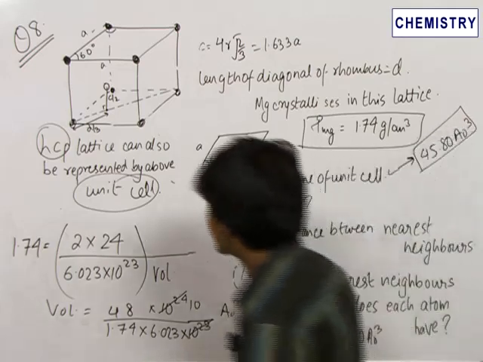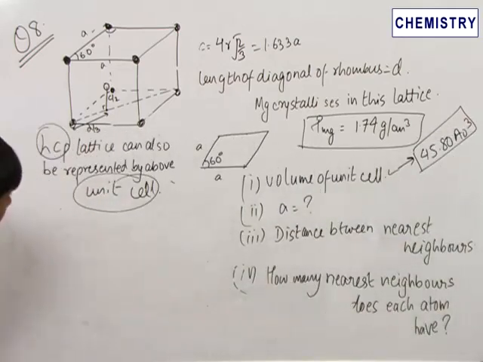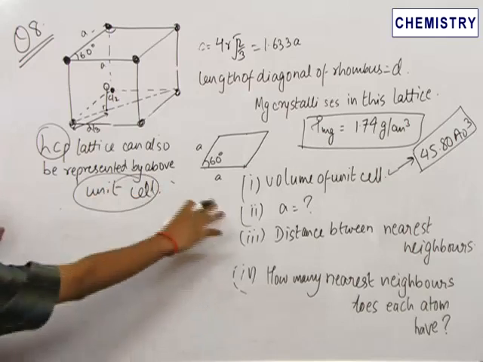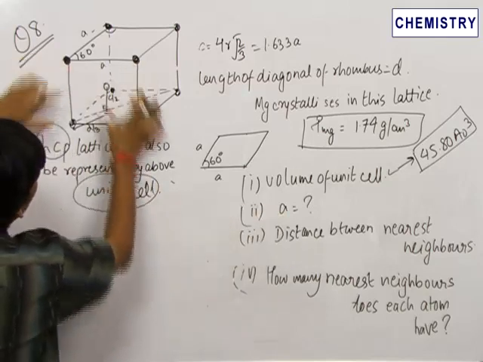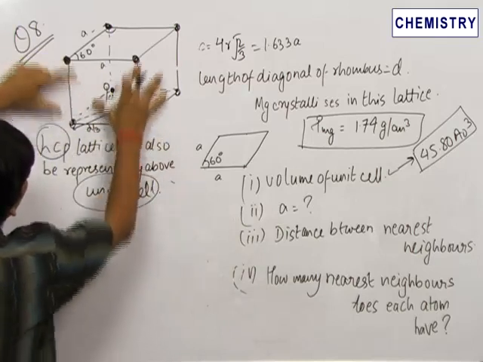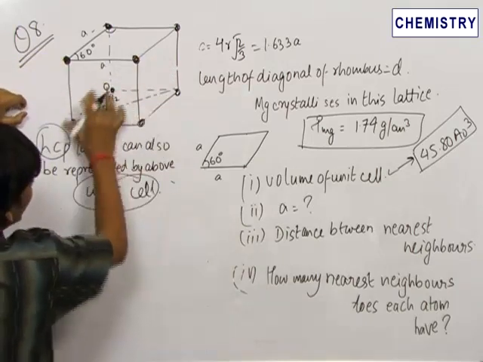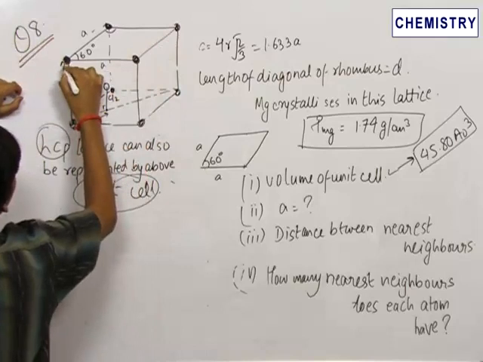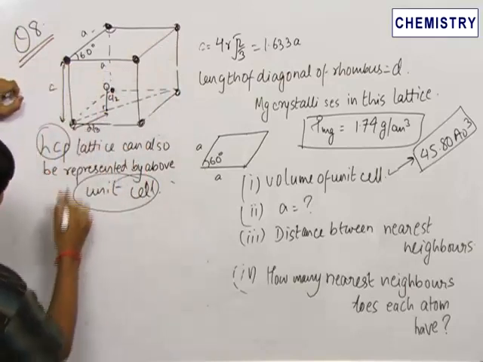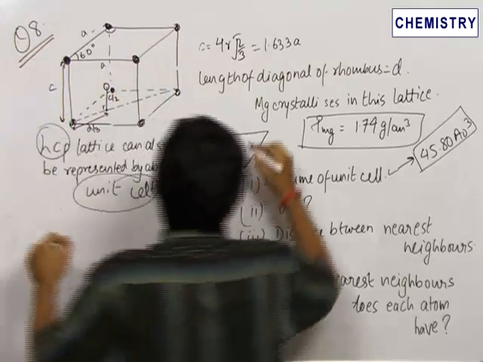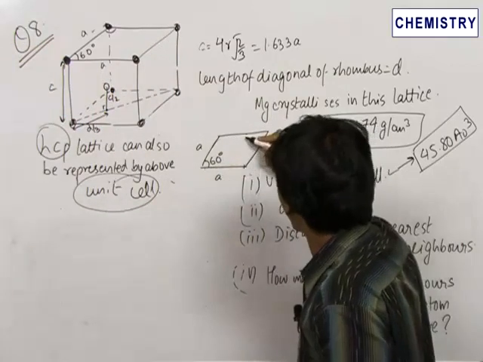Now let us solve the second part. For the second part we need to find out A. So for finding out A, we can represent the volume in terms of A. Now the volume of this unit cell will be equal to the area of the base into height, that is equal to C. Now the area of the base is equal to base into height.